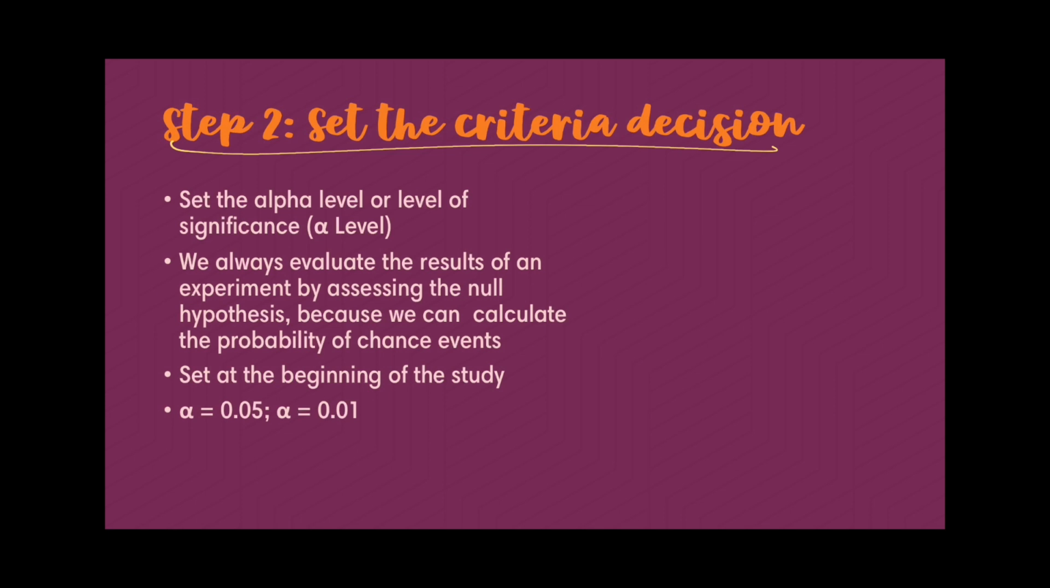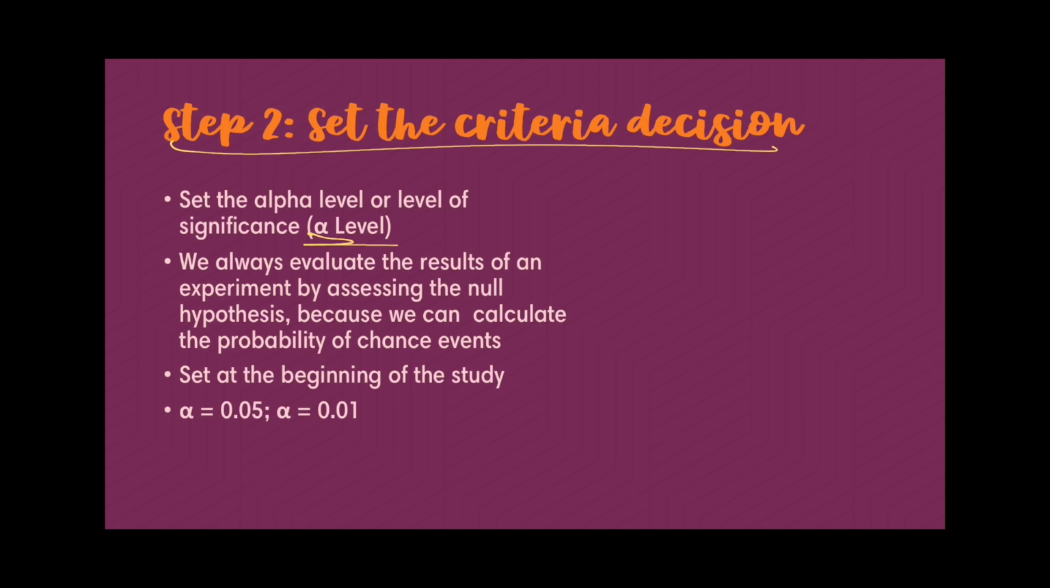So we set the alpha level, or level of significance. Basically, this is what we look at first after the statistical software has generated the results. Ito yung usually nating first na tinitingnan, to say whether or not there is enough evidence for us to reject a hypothesis and infer that there's a significant relationship between variable A and variable B.